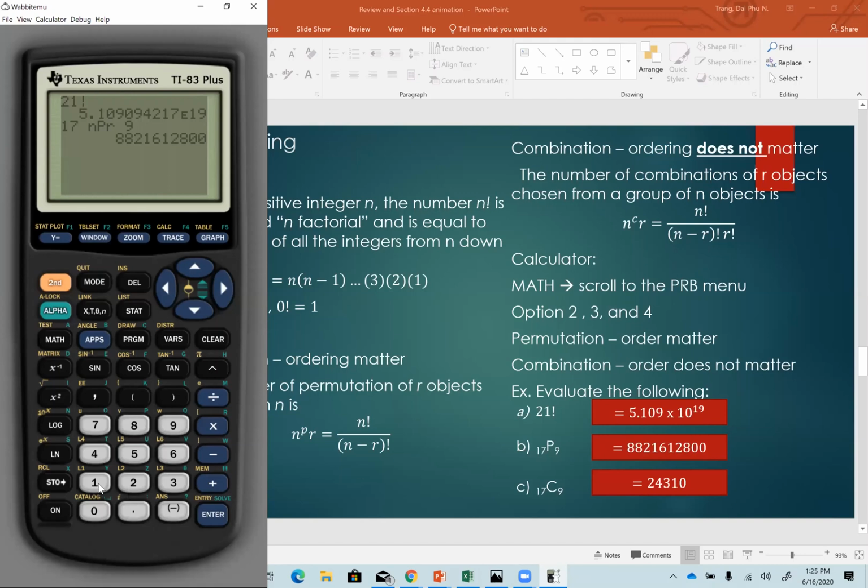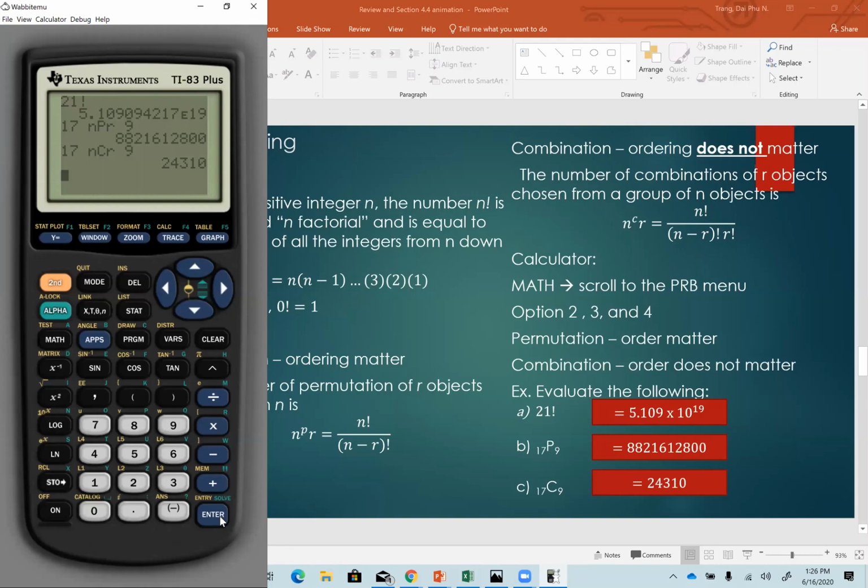And lastly, if you type in 17, math, P or B, and then NCR, which is combination, and then you press 9, as you can see, we have 24,310.